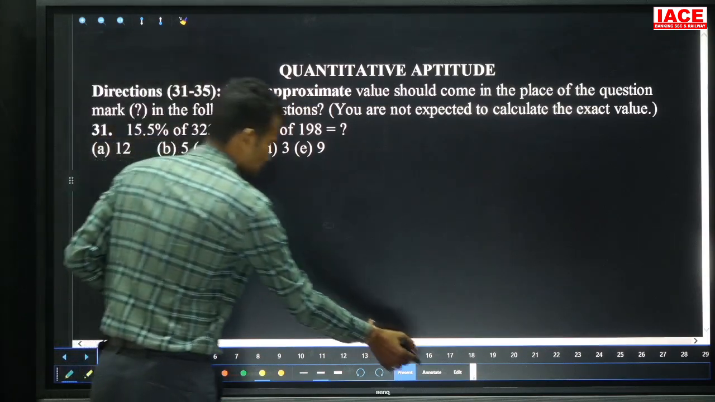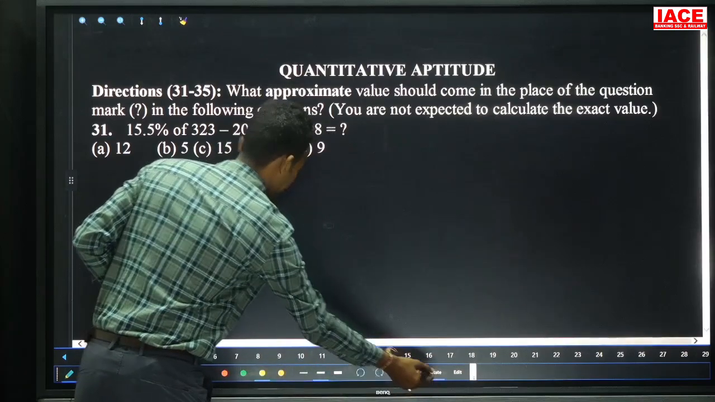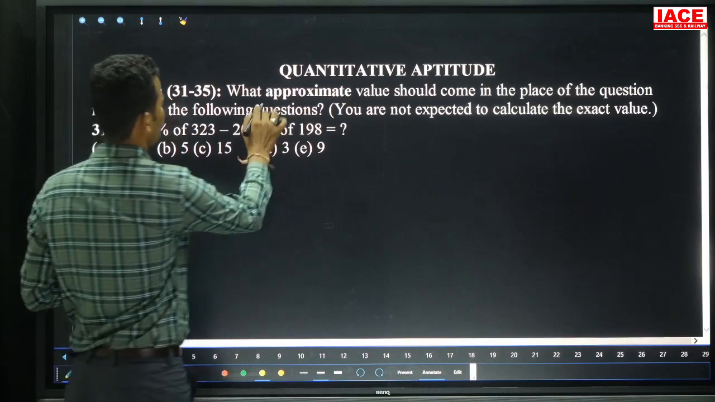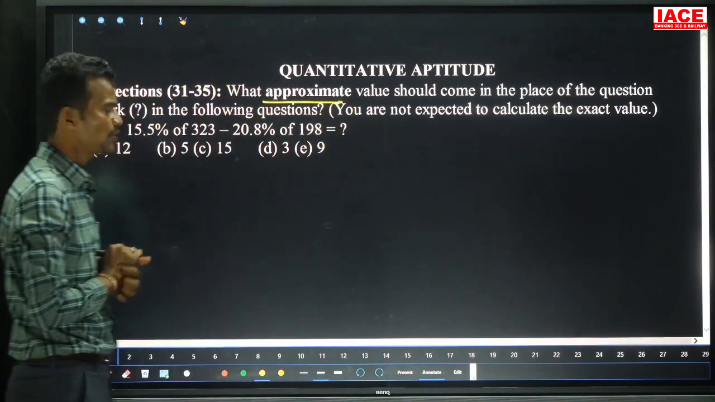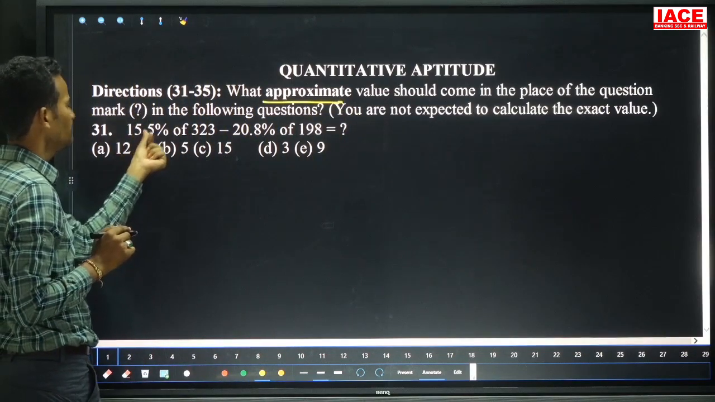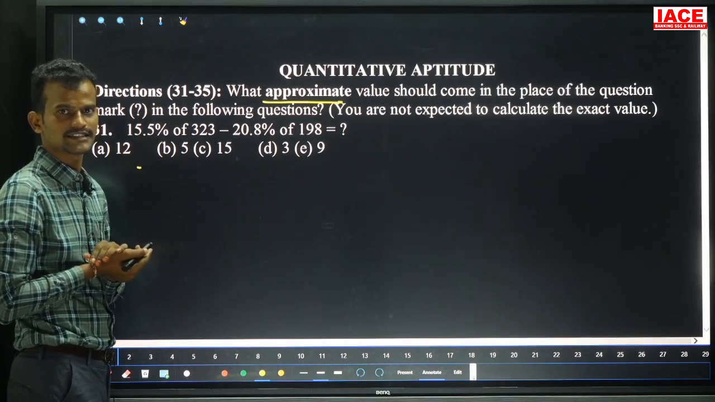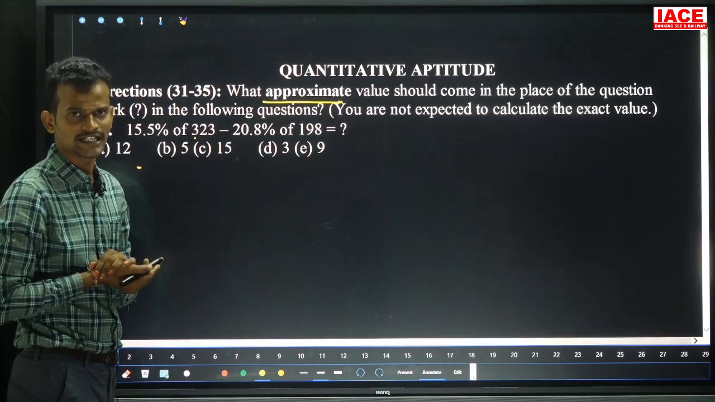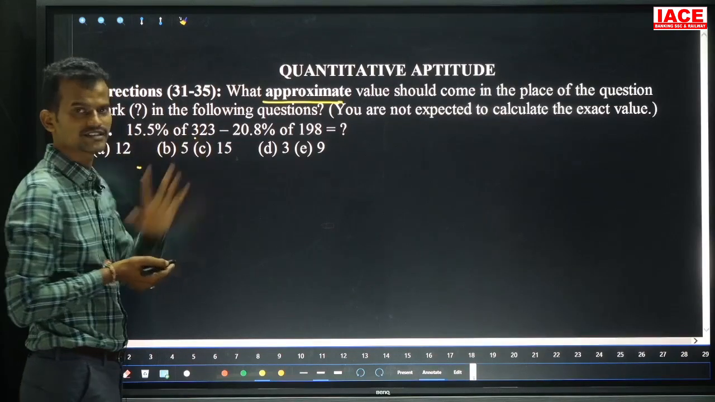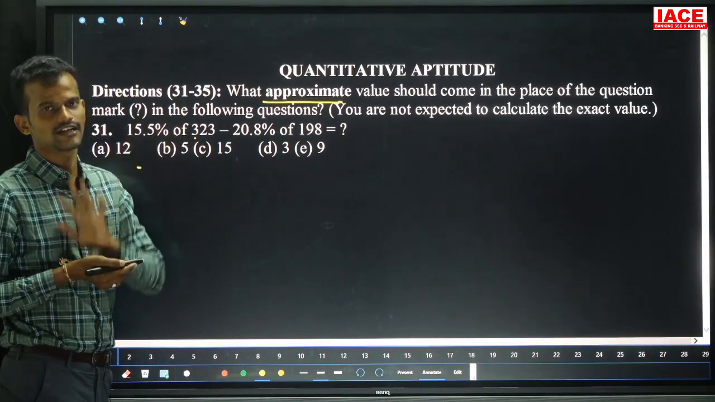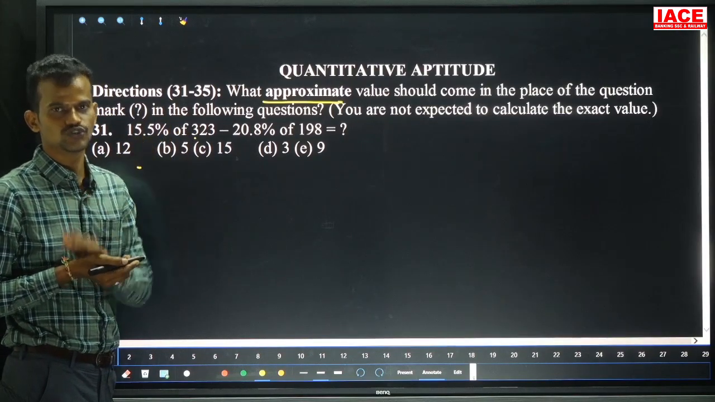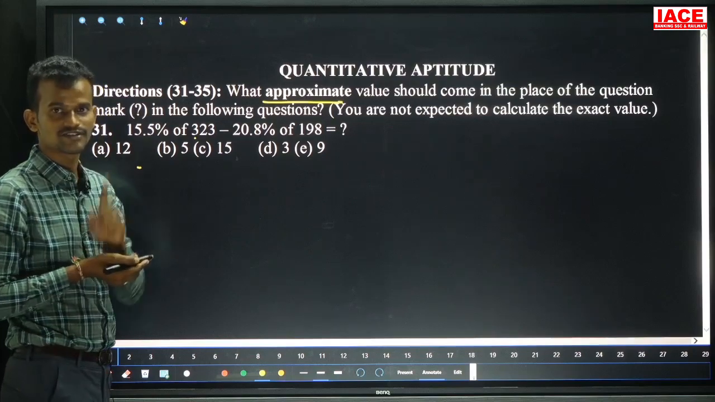So listen. See the first question. The first question is simplification in approximate value. Approximate 15.5, can I take it as approximately 16%? 323 is approximately 320. That means 16% of 320. 16 3s are 48, 16 2s are 32. That means 5120, but for the denominator percentage, it means 51.2.